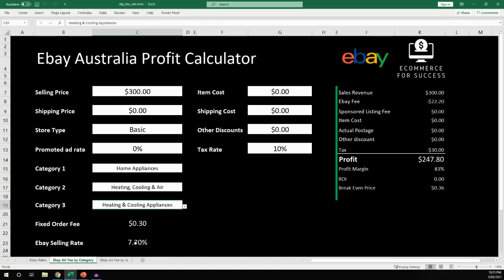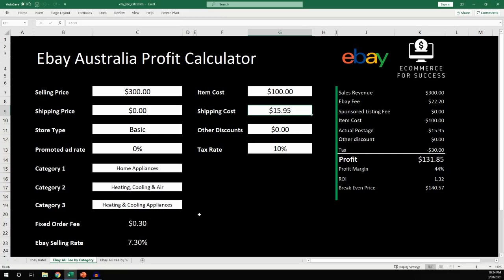Immediately you can see it's already worked out that we're going to be charged a 7.3% fee for this item. Now, when we work out the profit and everything, we'll add in the item cost. Let's say our item only costs us $100, getting some good margins on this, and it cost us $15.95 to ship. We're not offering any other discounts. Say we're going to pay a 10% tax rate. You can see immediately that you've got a green bar telling you you're making a profit. And then you can see the breakdown there. It's telling you you're making $300 from it. You're paying $22.20 for fees.